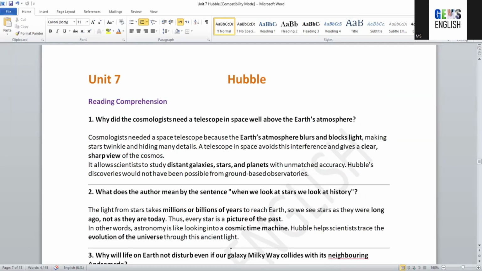Unit 7, Hubble. Reading Comprehension. 1. Why did the cosmologists need a telescope in space well above the Earth's atmosphere?